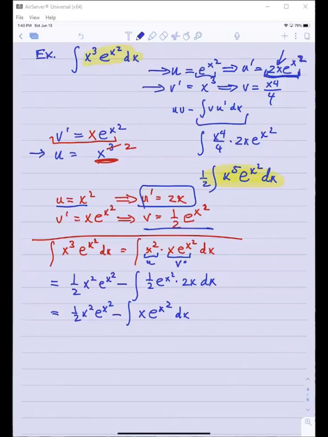Okay, now, what do I have here with this integral? Is that one that we can do? Well, the answer is yes. It's the one we just did a few minutes ago, when we said v prime was x e to the x squared, that's exactly what we have now. And we said the antiderivative of that was 1 half e to the x squared.